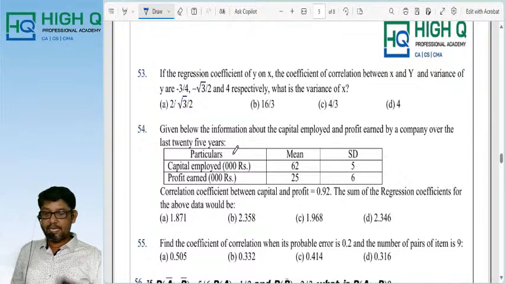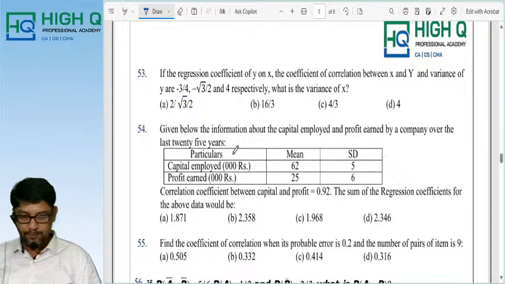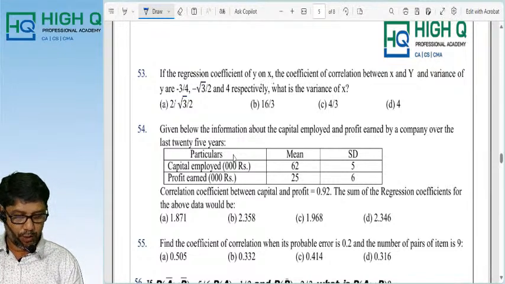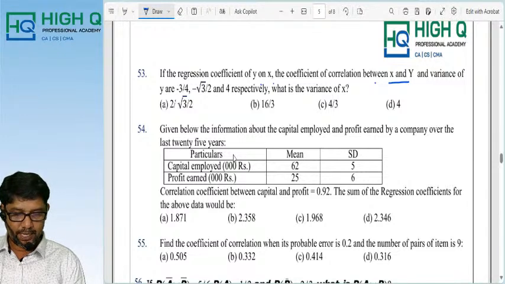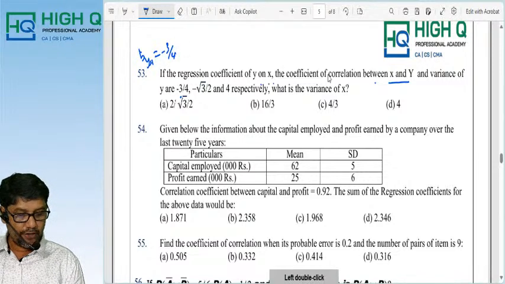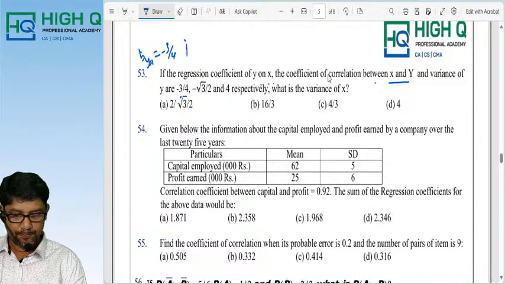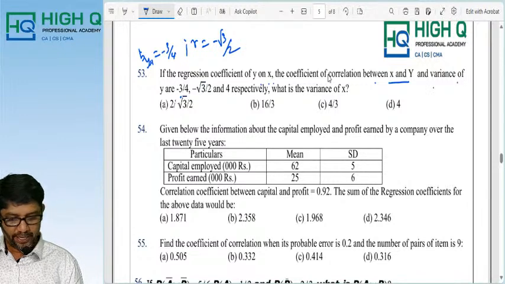See, purposely I kept this type of question more because all the questions you need to solve. Okay, if the regression coefficient y on x, coefficient of correlation between x and y, and variance of y are minus 3 by 4, that means what? bYX is equal to minus 3 by 4. Next, coefficient of correlation between x and y, r is equal to minus root 3 by 2. Next one is what? Variance of y.